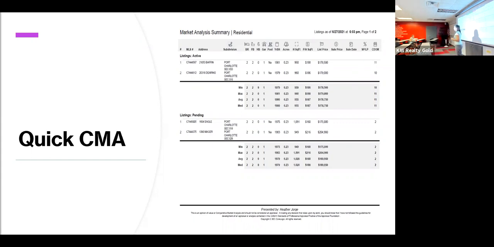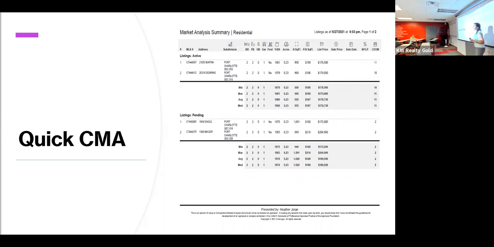What does active tell me? So market, competition. What's out there right now? You're going to use your active when you're figuring out your list price because you're figuring out who you're comparing your property to. That's where you're going to use that.